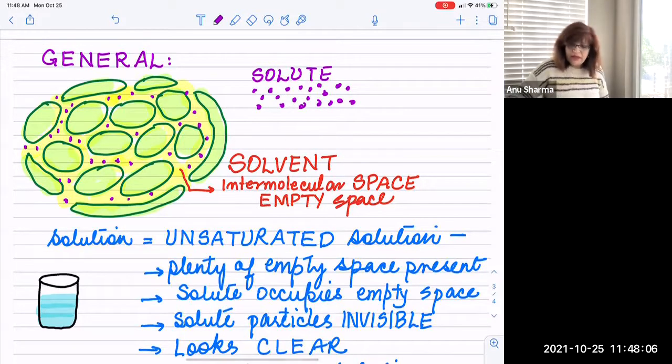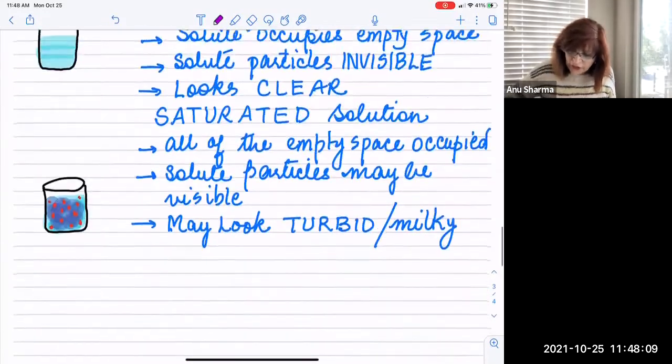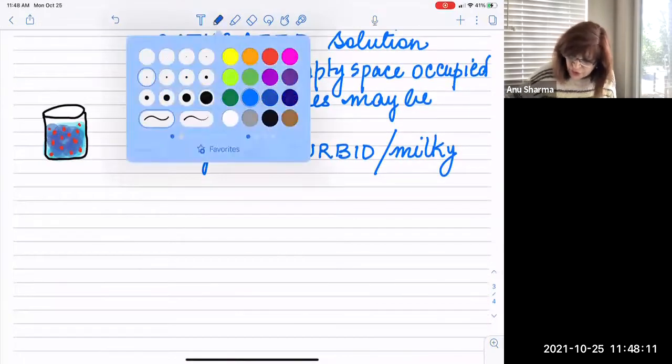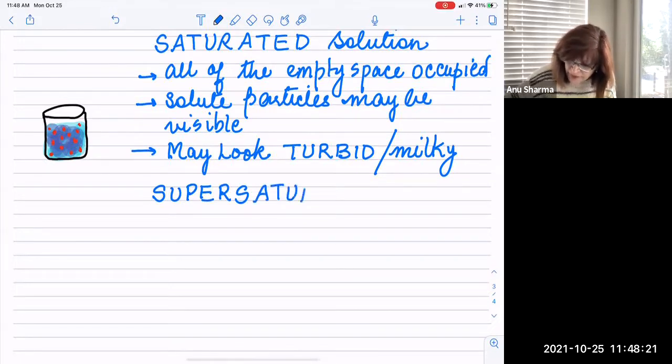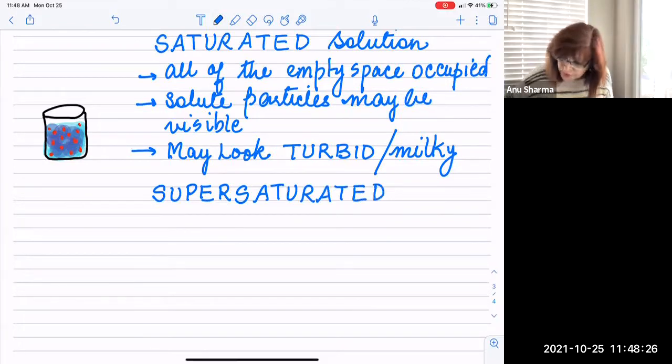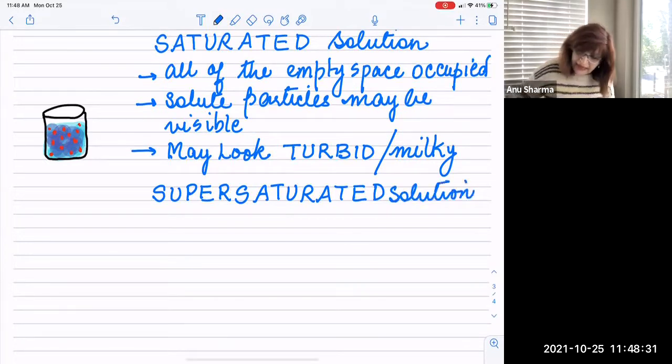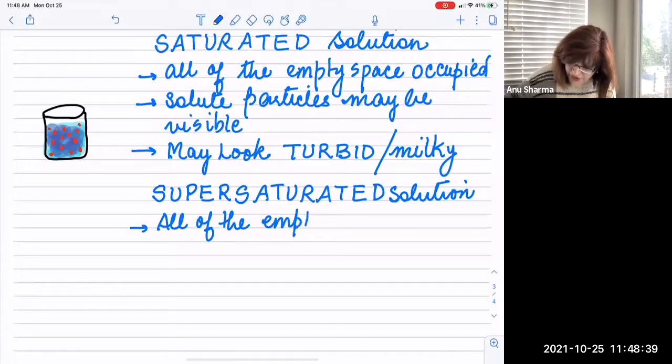Now next is the supersaturated solution. When we say supersaturated, it means not a single spot is available. So where are the solute particles going to go? Well, they have to settle down. A supersaturated solution is when all of the empty space is filled up.